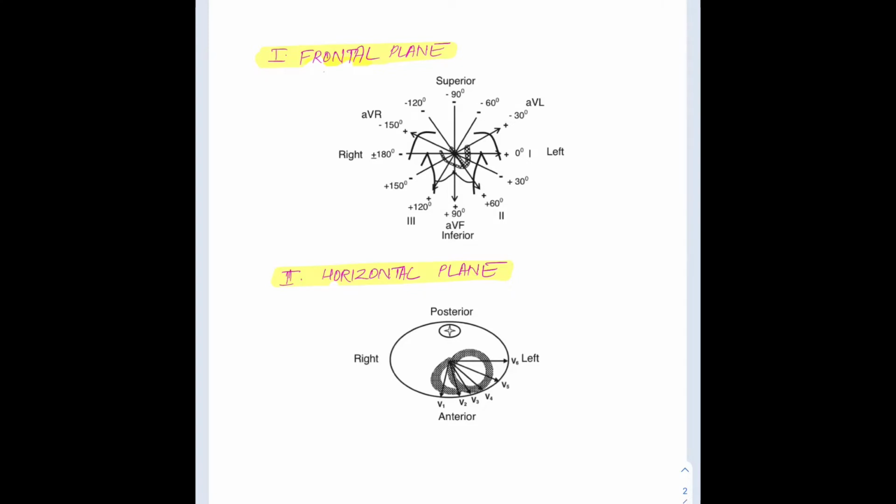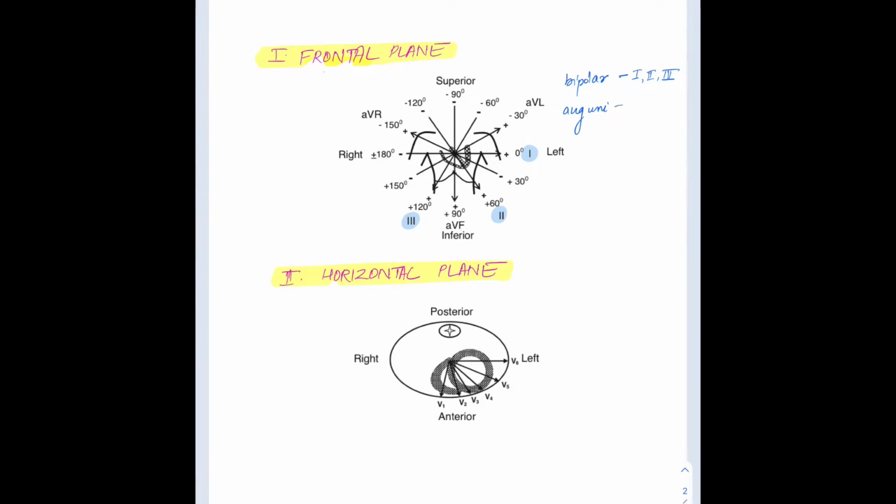Similarly, the horizontal plane is the plane which will be detecting the electrical activity of the heart horizontally. The leads that are going to take care of the frontal plane will be the bipolar limb leads and the augmented unipolar limb leads. The bipolar limb leads are going to be lead 1, 2, 3, which in this image are this one, lead 1, lead 2, lead 3.